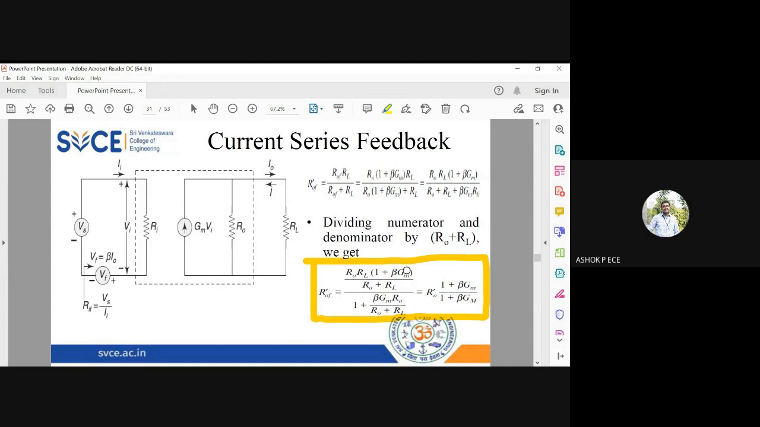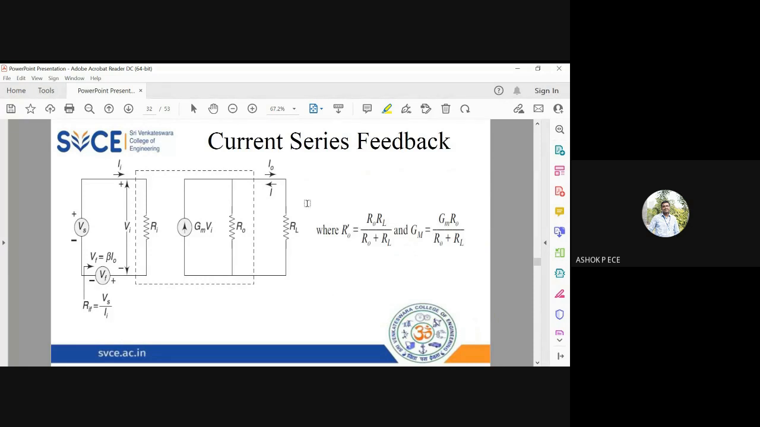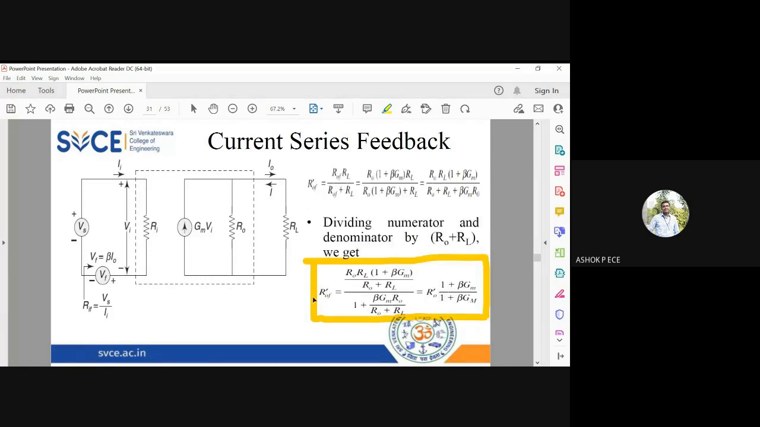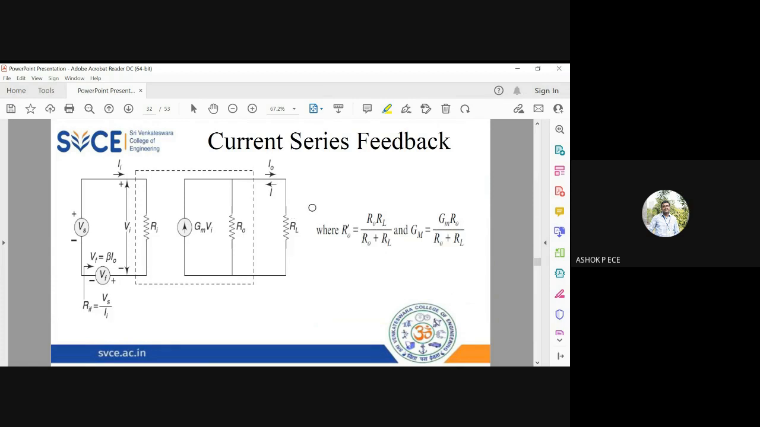Just you should clearly write what is R naught F dash. Remember R naught F dash is always going to be R naught F parallel to RL. So this will be your simplified expression for R naught F dash. R naught F dash will be equal to R naught dash into 1 plus beta G small m divided by 1 plus beta G capital M, where R naught dash, GM and all we know. The relationship is given here.